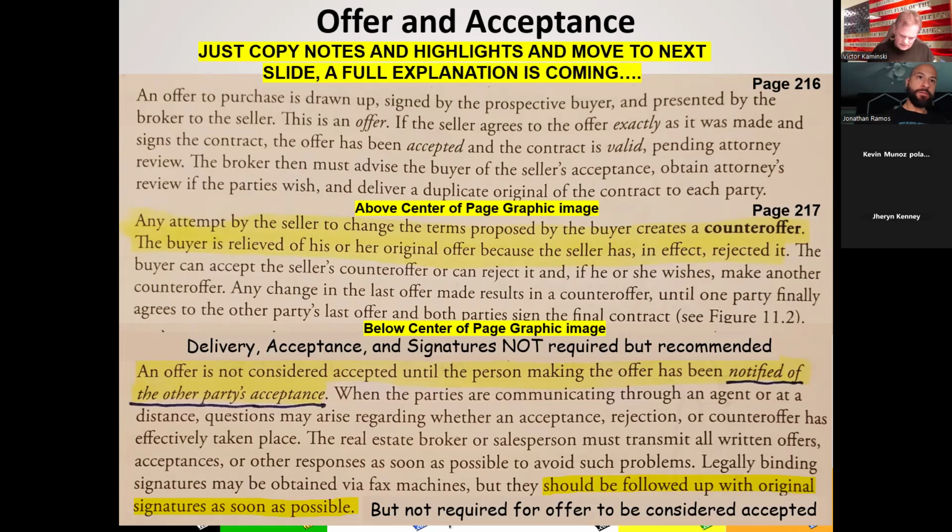So this is slide number what? Offer and acceptance. This is in my book. It says after counter offer, any counter offer immediately terminates any previous offer, relieving the parties of their obligations under that offer and returning everything to the status quo. And that's on page 217.